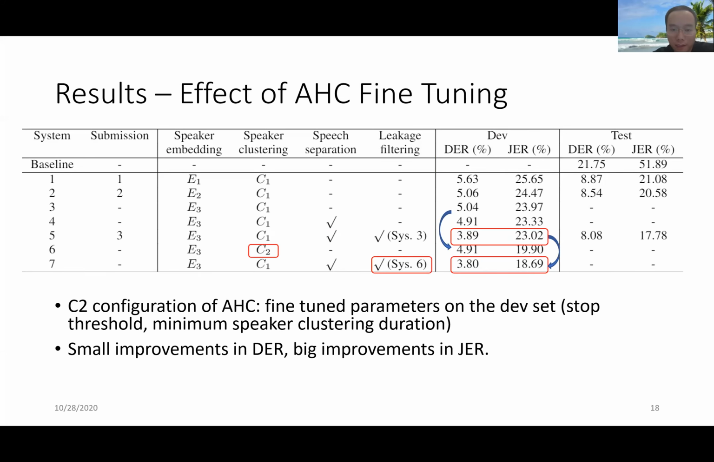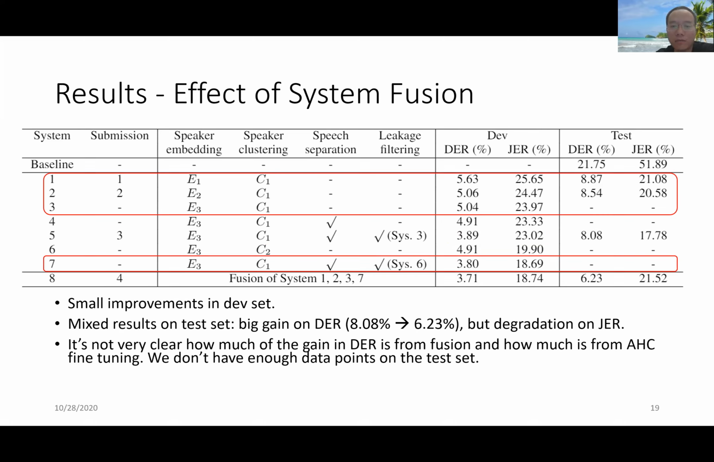Until now, the AHC parameters were tuned from other diarization tasks. After fine-tuning with the challenge dev set, the DER is reduced a bit, but the JER is reduced significantly. Finally, we fuse 4 systems using the modified DOVER. Mixed results are observed on the test set. Big improvements on DER, but degradation on JER. We are not clear about the reason for the error pattern due to limited data points.